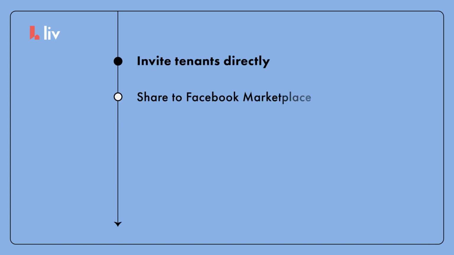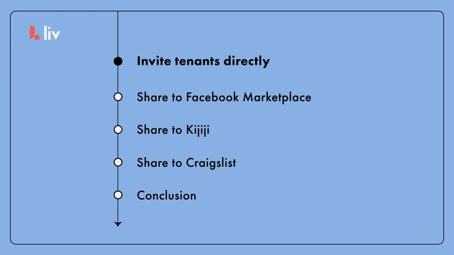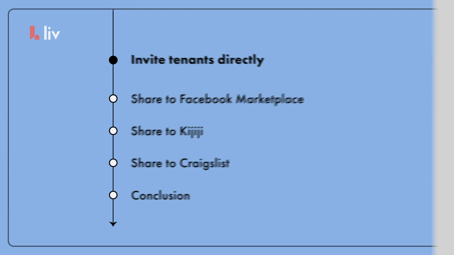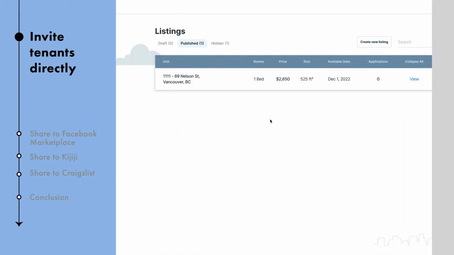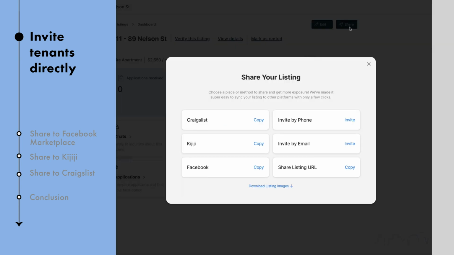If you already have a tenant in mind or you'd like to share it to your own social channels, we'll also show you how to share your custom listing URL and invite renters to apply directly. Let's start by navigating to our Landlord dashboard, located on the left side of our screen. From there, click View Listing, then Share in the top right corner.